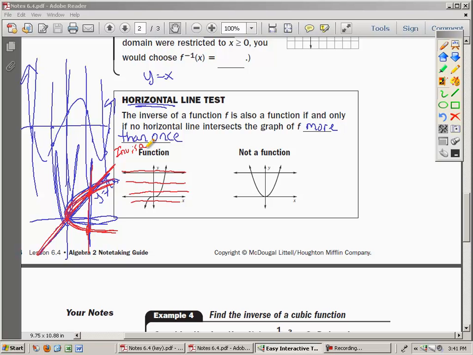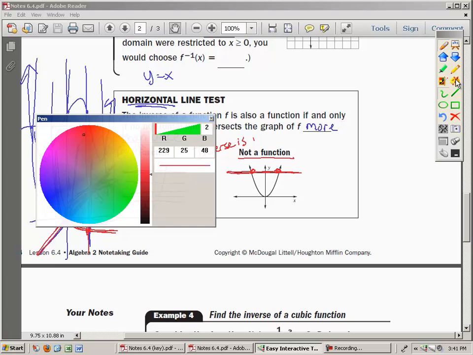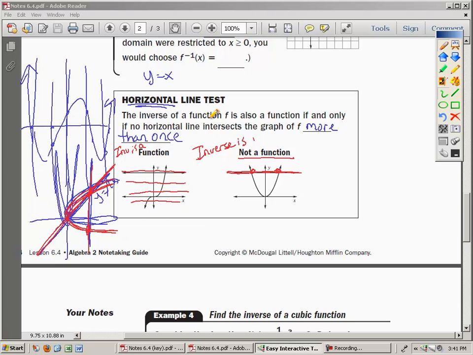Now, if you're looking at this parabola here, the parabola by itself is a function. So I know that this is a little bit misleading because it says not a function. However, we're not talking about that. Now we're going to say, look, if I pass a horizontal line through this and it touches it in two places, that means that its inverse is not a function. All right? Because I know that the inverse of this thing is going to be a reflection of this graph across the line y equals x. So effectively, it's going to be this graph turned sideways.